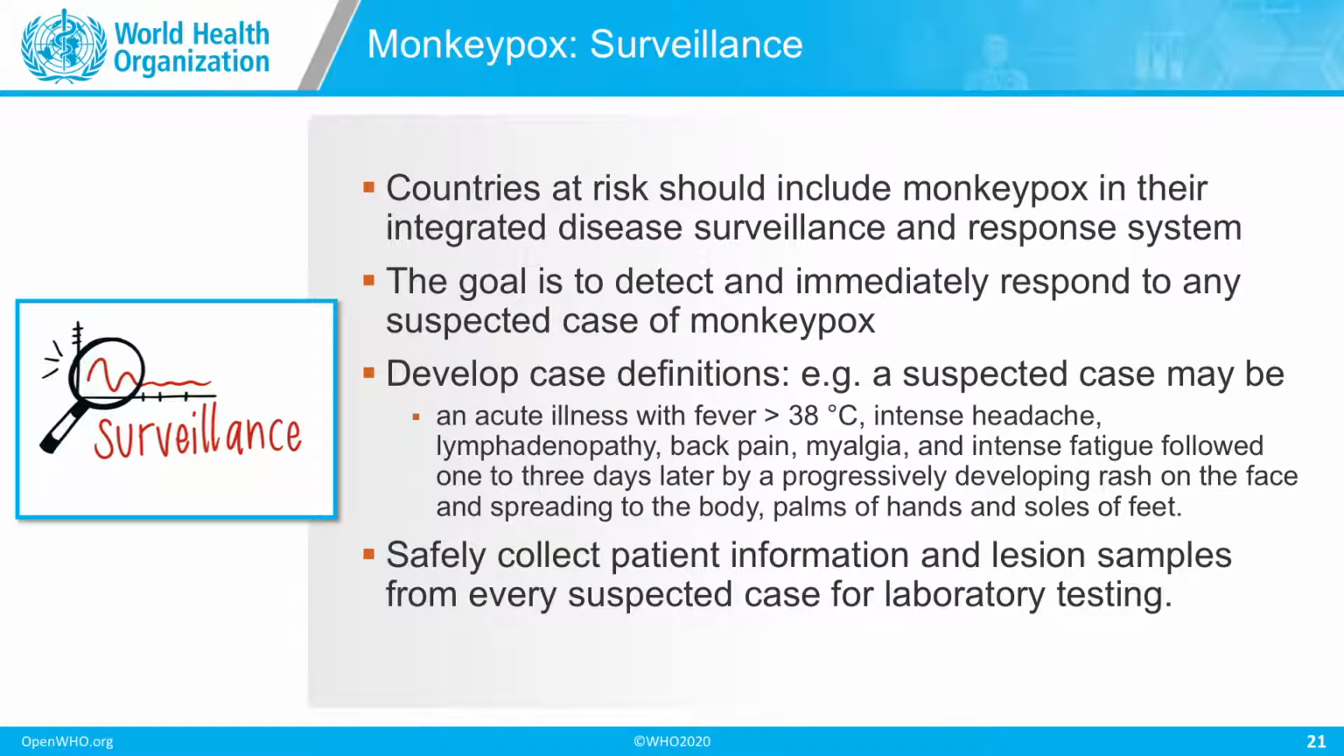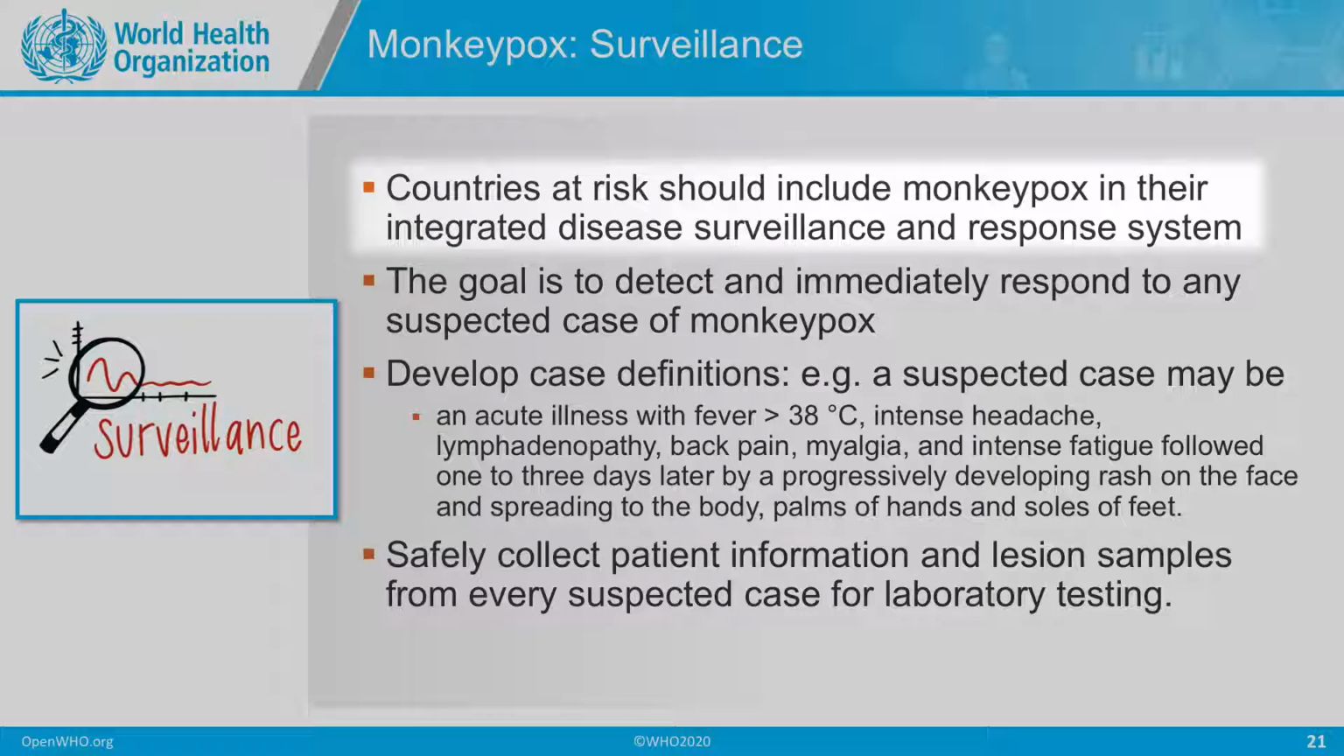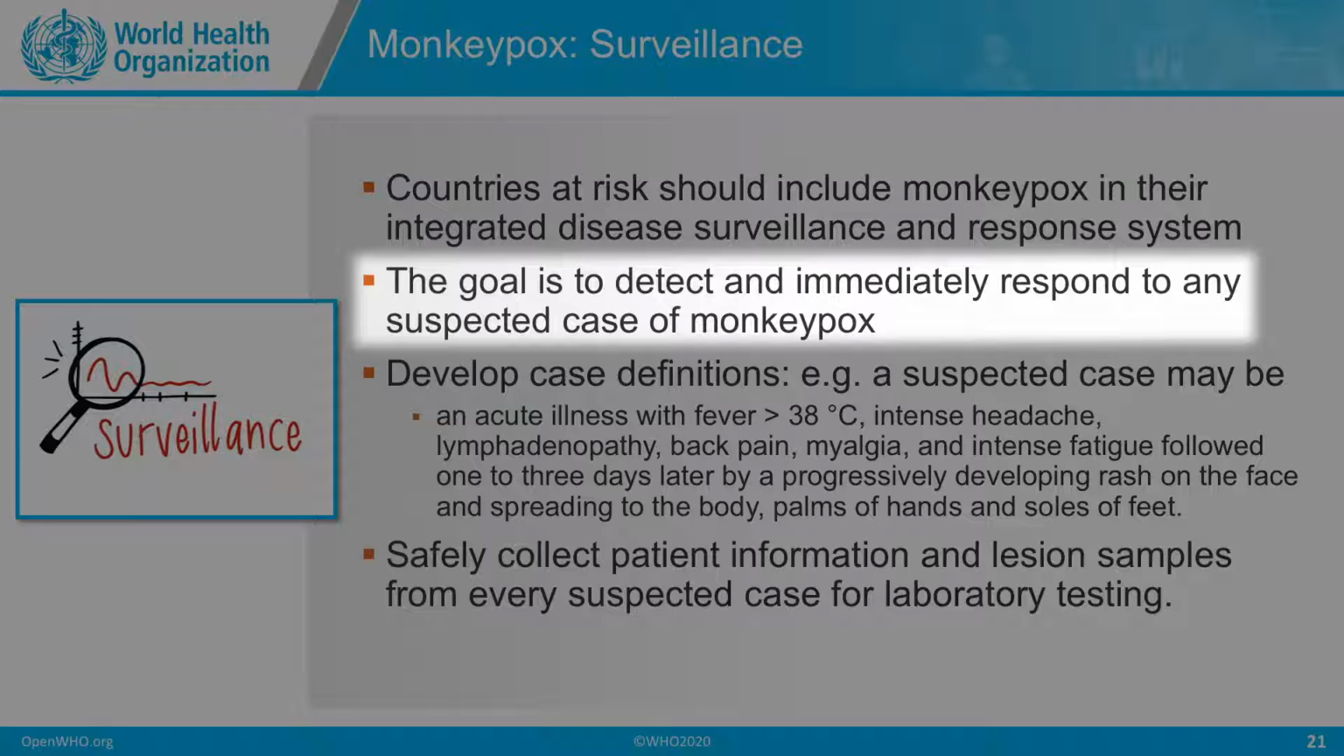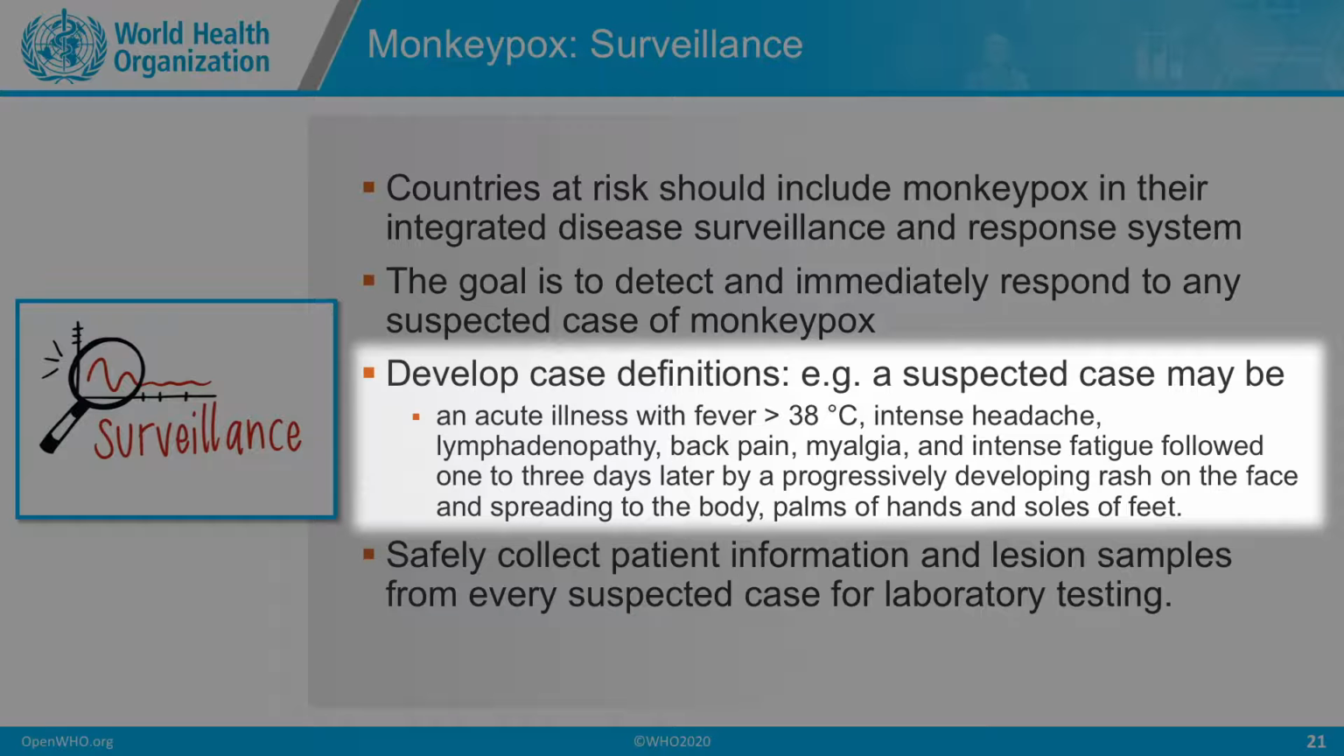Surveillance for infectious diseases is critical for any country wanting to have a good prevention and control program. Countries at risk for monkeypox should include this disease in their integrated disease surveillance and response system. The goal, of course, is to detect and immediately respond to any suspected case of monkeypox. It's important for the national program to develop case definitions. We can also have definitions for a suspected case, a probable case, or a laboratory confirmed case. Initially, WHO can offer definitions, but it's up to the country to develop the one that's most appropriate for your circumstances.